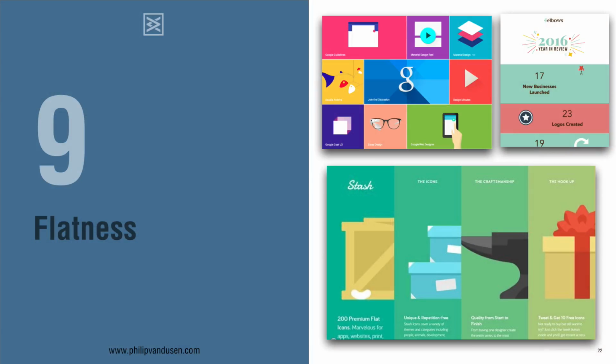Trend number nine is flatness. Influenced by Google's material design, as well as Bauhaus minimalism, flatness is great for load times. It's visually simple, it scales up and down really well. It also is great and easy to mix with illustration or bold fontography or photography. So flatness is one of those design trends that's really exploding in 2017.